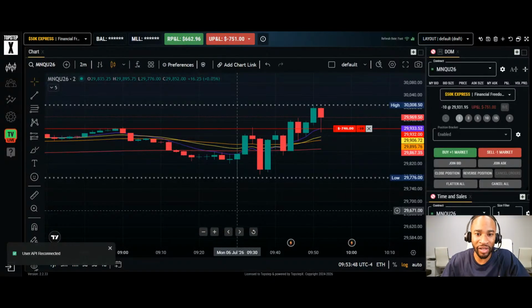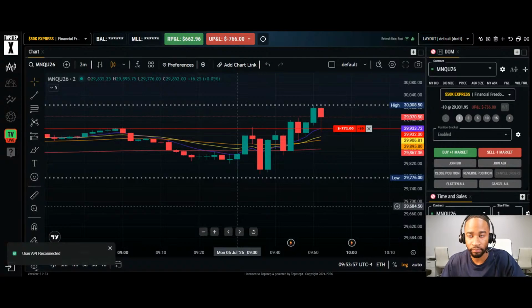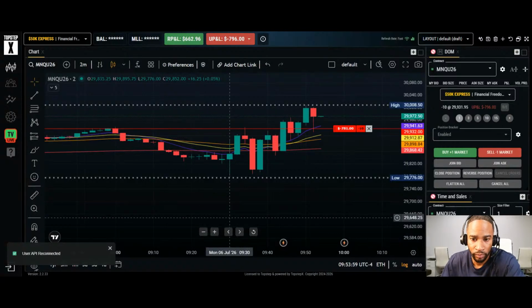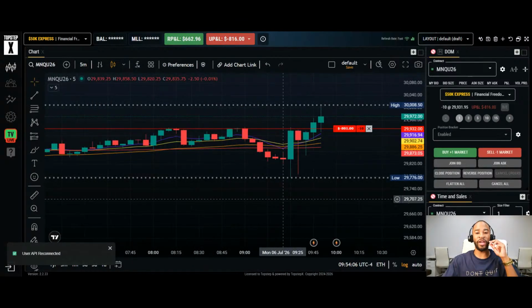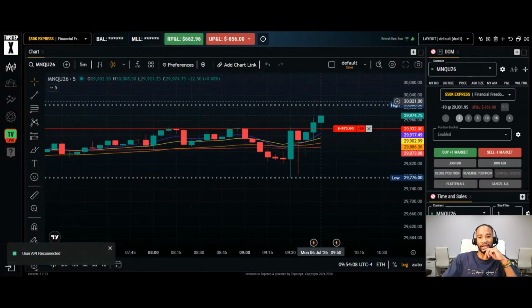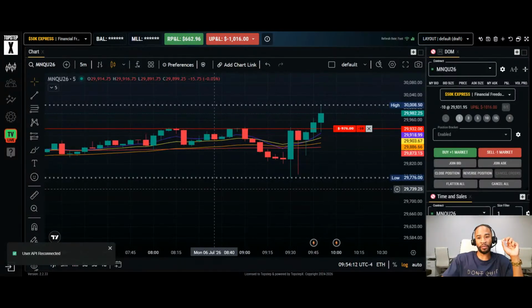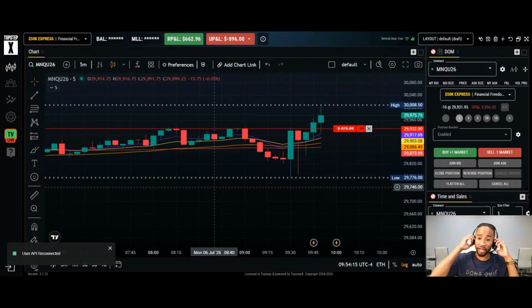All right, so now I'm down about 700 and some change from this current position. So this 5-minute candle, we rejected this area up here. Let's see if this 5-minute candle can turn bearish. If this 5-minute candle turns bearish, that's a good sign for us, family, towards the downside. I'm down $1,000 and some change right now.